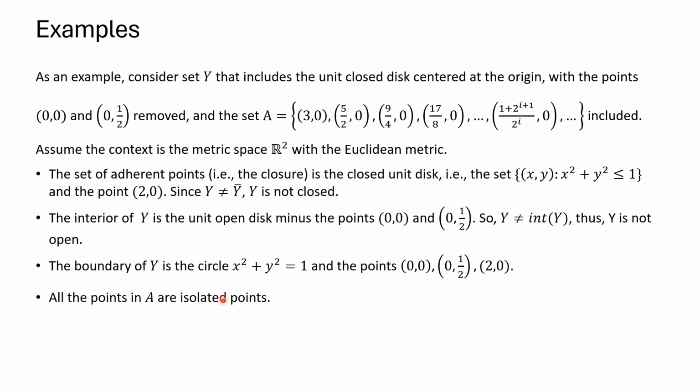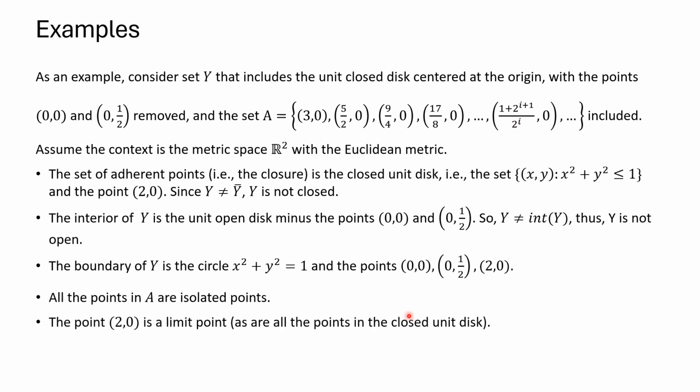And I mentioned this, all the points in A are isolated. And the point (2,0) is a limit point, as are all the points in the closed unit disk, including these two. Even though we removed them from Y, they're still limit points because there are clearly many sequences within Y that converge on these two points. So let's look at the picture of this on the next slide.